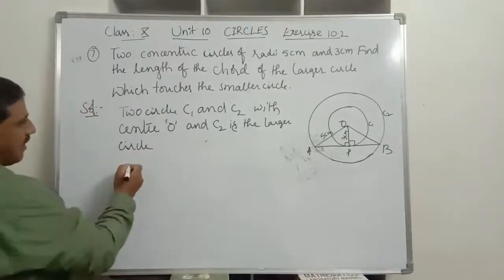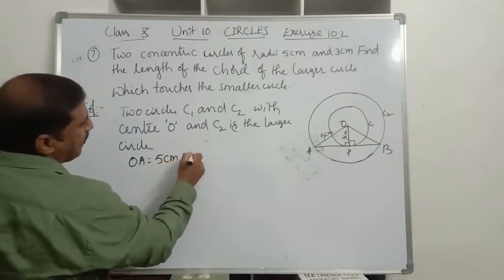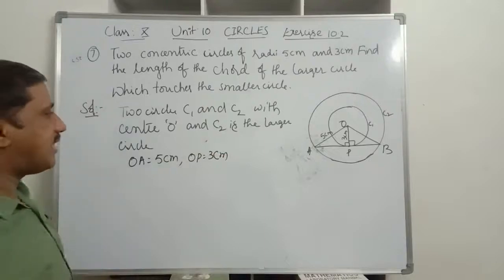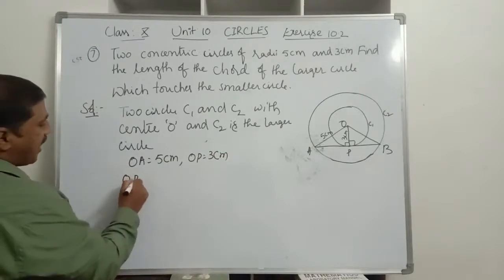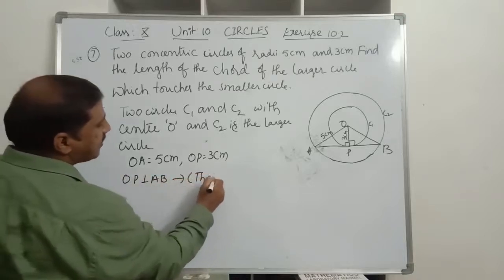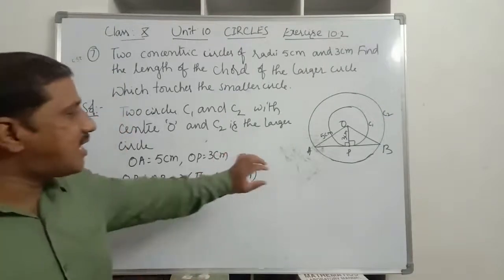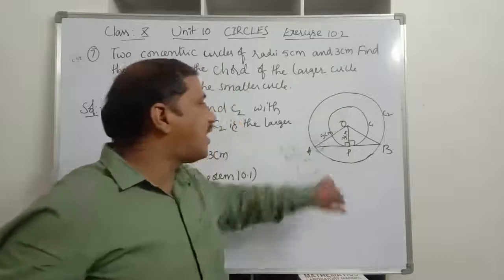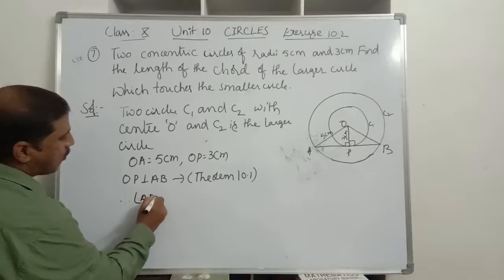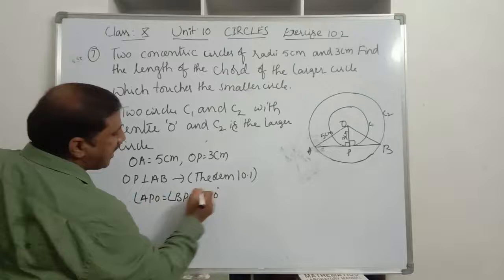It is also given OA is equal to 5 centimeters and OP is equal to 3 centimeters. Now, OP is perpendicular to AB. Why? Because of theorem 10.1. What does theorem 10.1 say? It says that the tangent at the point of contact is perpendicular to the radius. Therefore, angle APO is equal to angle BPO, which is equal to 90 degrees.